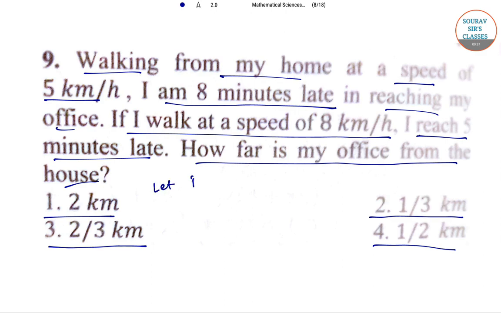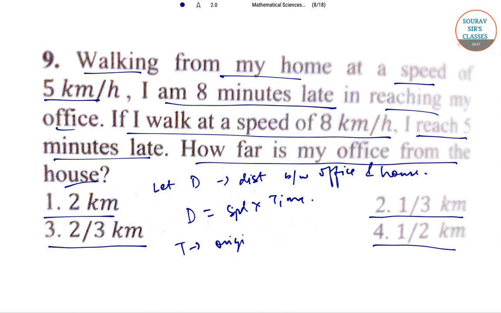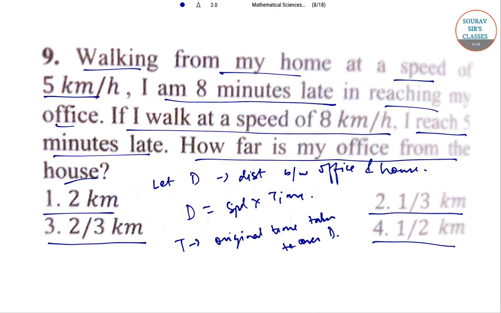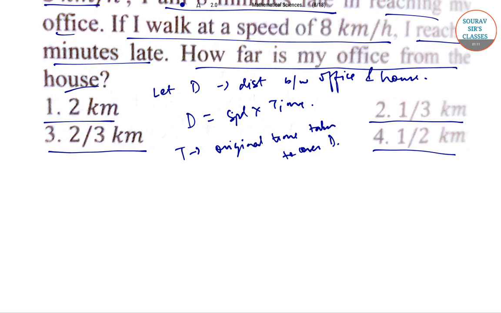Let D be the distance between office and the house. Now we know distance is equal to speed into time. Let T be the original time taken to cover D, given that walking at a speed of 5 km per hour, he reaches office 8 minutes late. Therefore, D is equal to 5 into T plus 8 by 60.